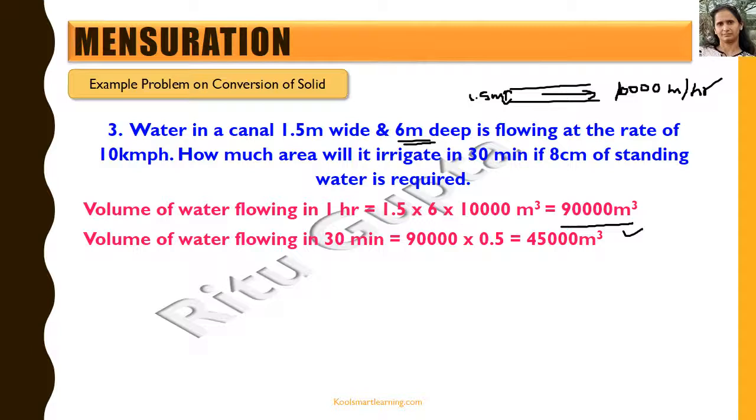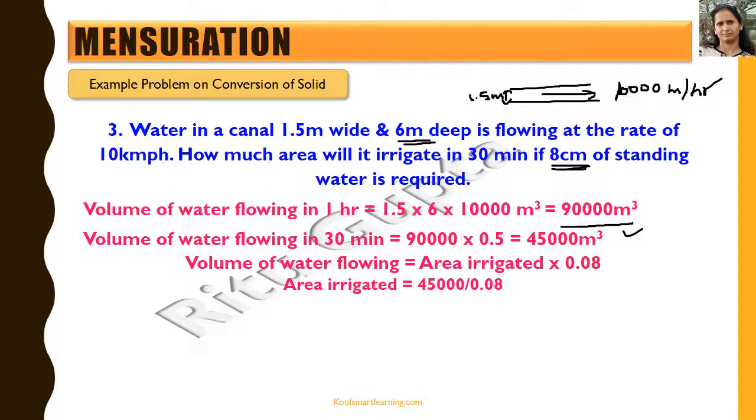And now this much water will be equal to the volume of water in the area which is irrigated, which would mean the area which is irrigated multiplied by the height of water, which is 8 centimeter or 0.08 meter. So the volume of water flowing will be equal to area multiplied by 0.08. So to get the area, we can say this will be equal to the volume of water flowing, which is 45,000, divided by 0.08, and this is 562500 meters square of area that will be irrigated with this canal, which is 1.5 meter wide, 6 meter deep, and water flowing at 10 km per hour.